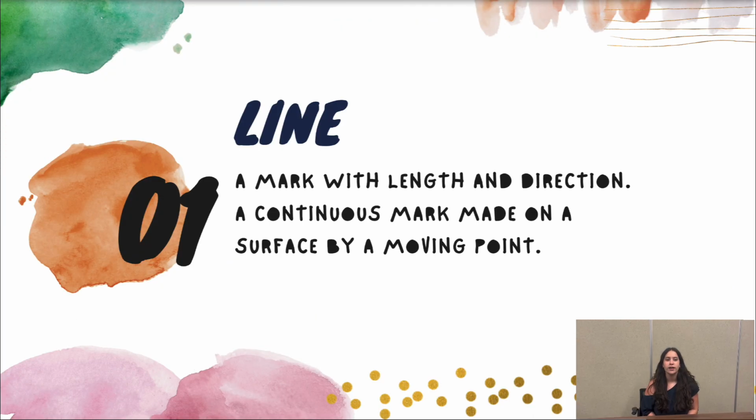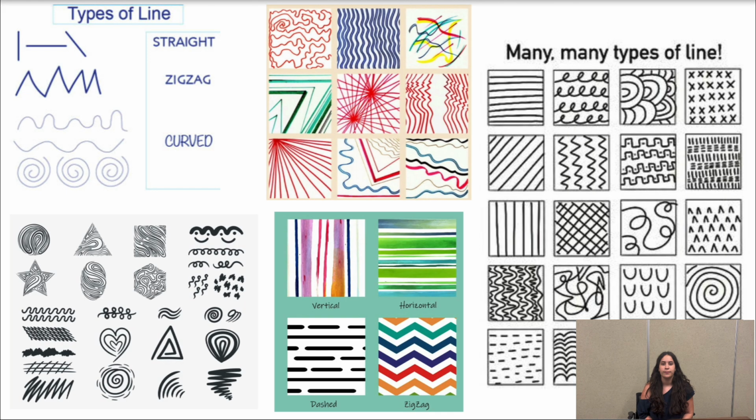The first element of art is line. A line is a mark with length and direction, a continuous mark made on a surface by a moving point. These are some examples of lines. You can see that they can be wavy, zigzagged, straight, or anything else you can think of, but just notice how they're all one continuous marking on the paper.